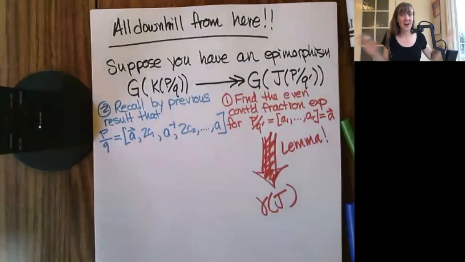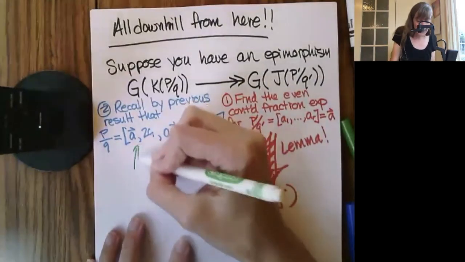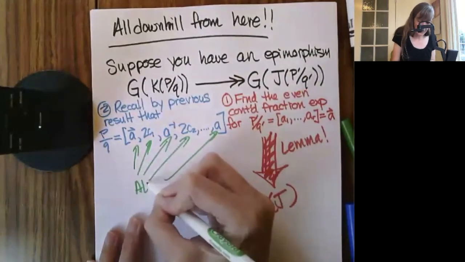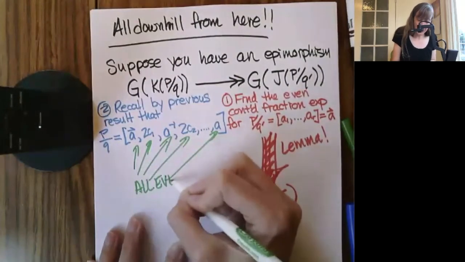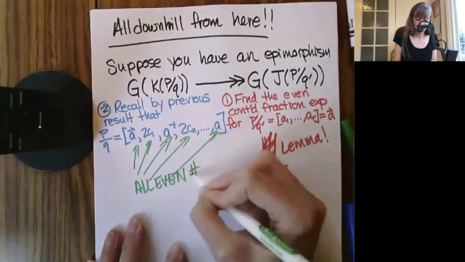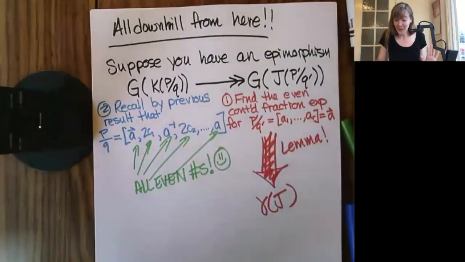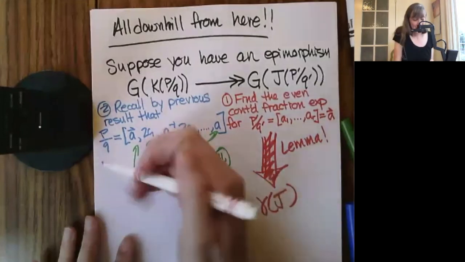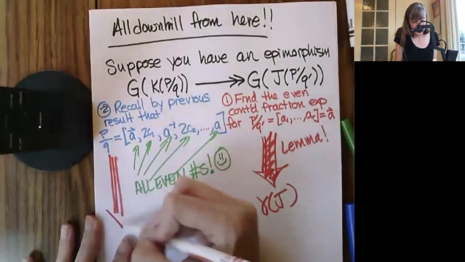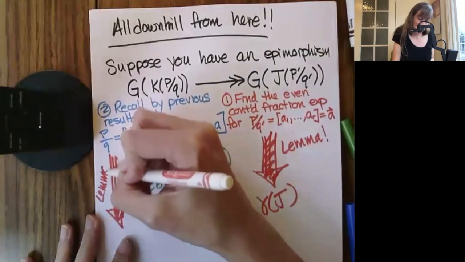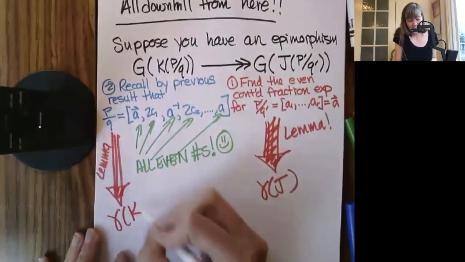All these numbers are automatically even. So that's our big celebration. They're all even numbers, even without trying. Okay, so right away, we can apply the same lemma, apply our lemma to this situation and compute gamma of K.